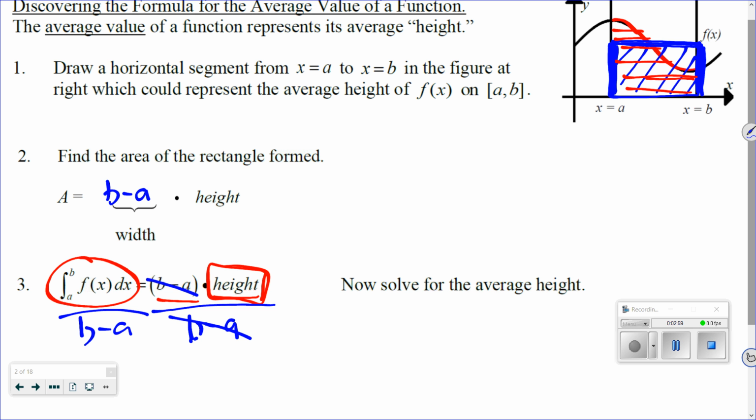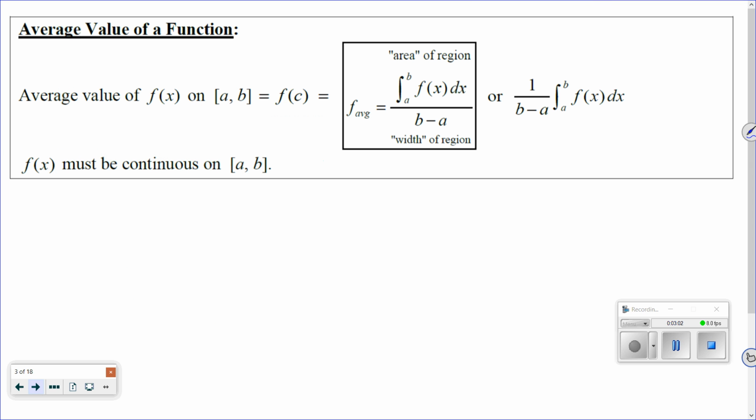So that brings us to our formula. This is the average value formula. Keep in mind, it is used to find the average height, or the average of the y values. We take the area of the region, which we find by taking the integral from a to b of f of x, and we divide it by the width, and that gives us the average height. You can put the b minus a below the integral, or you can put it out in front like this, 1 over b minus a times the integral. That's up to you. For this to work, the function does have to be continuous. If the function is not continuous, then you can't find the average height.